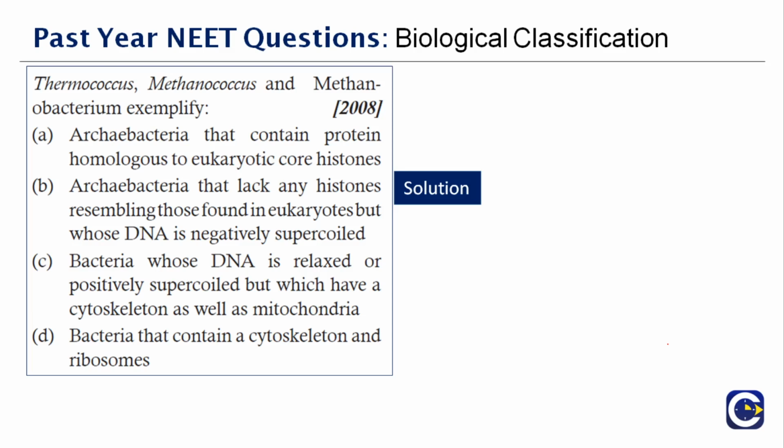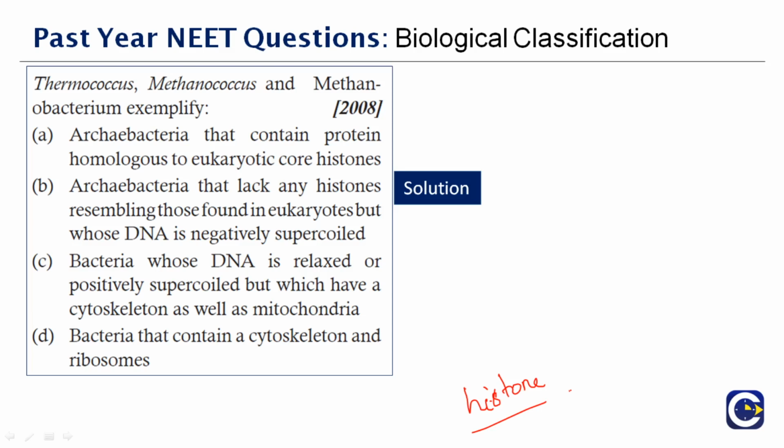archaebacteria. They too contain a protein which is called histone. This protein, histone especially, they contain protein homologous to eukaryotic core histones. The correct answer is option A. So what do you mean by histone? It's a protein, we all know that. Any other thing that you can explain about histones?